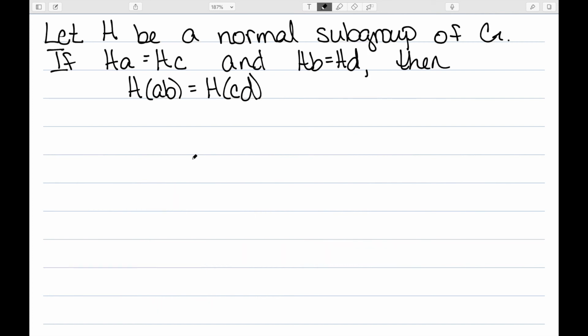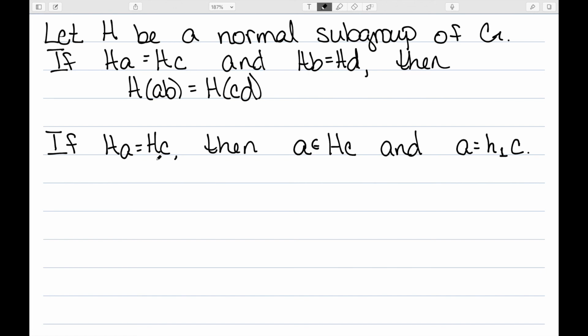So what I want to show, we're going to let H be a normal subgroup of G. If HA is equal to HC and HB is equal to HD, then HAB is equal to HCD. Essentially, I want to show this definition of multiplication is well defined if H is a normal subgroup.